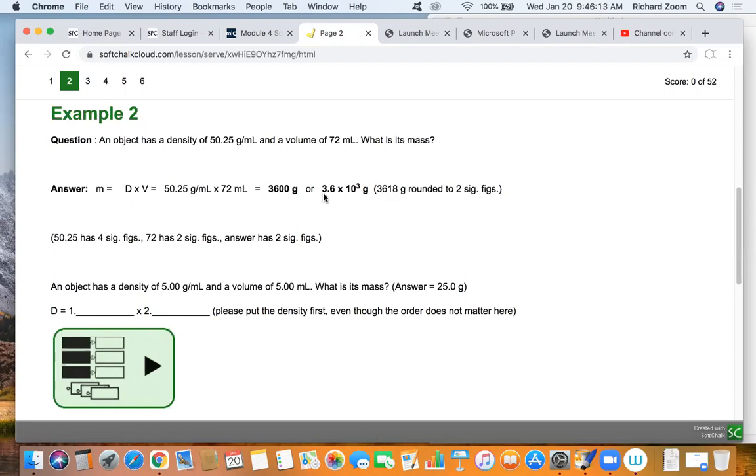I think you're beginning to see that with this particular module, it's not so much the equations or the math that's going to be problematic. It's going to be the significant figures.